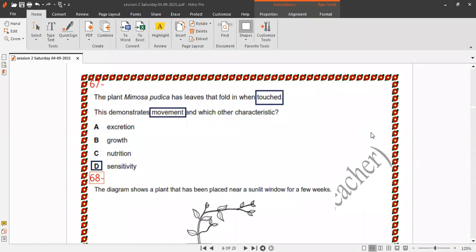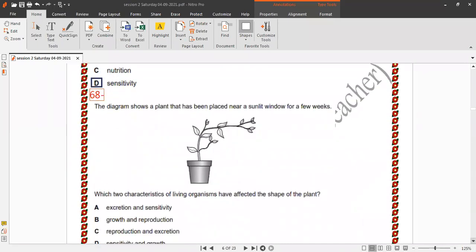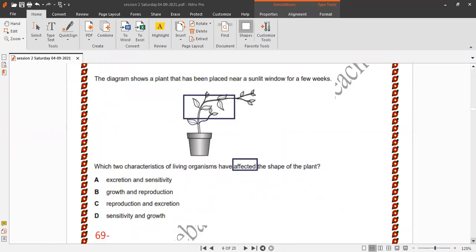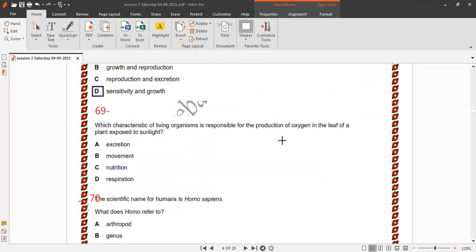Yes. The diagram shows a plant that has been placed near a sunlight window for a few weeks. Which two characteristics of living organisms have affected the shape of the plant? D. Okay, sensitivity to the stimulus, which here is light, and growth. Okay, thank you. Sensitivity and growth.